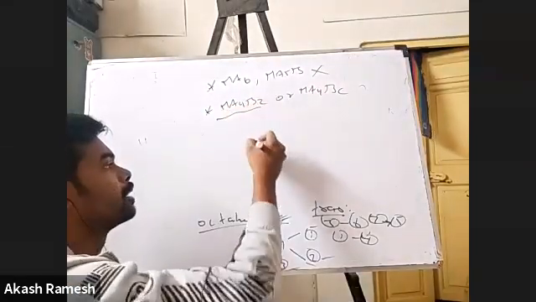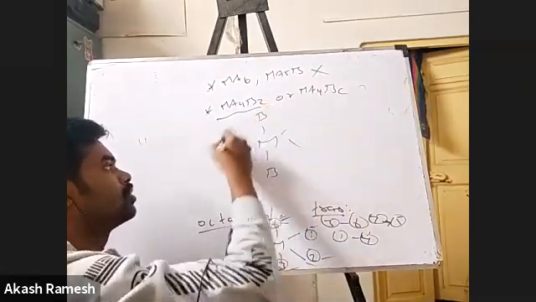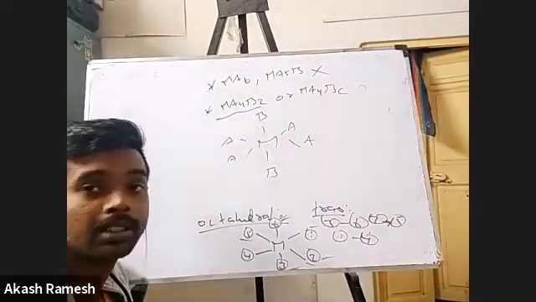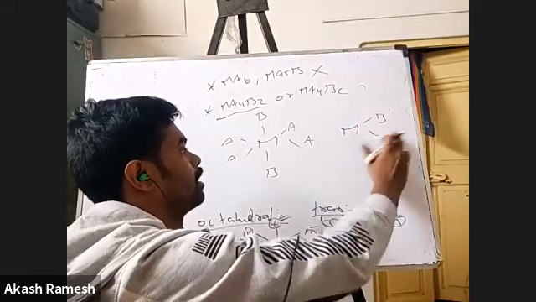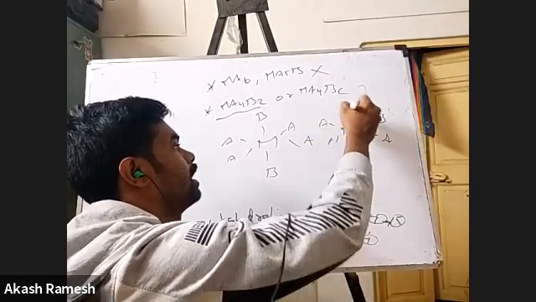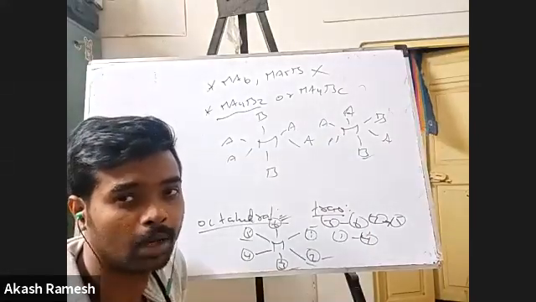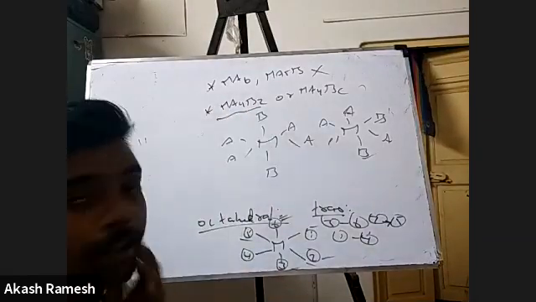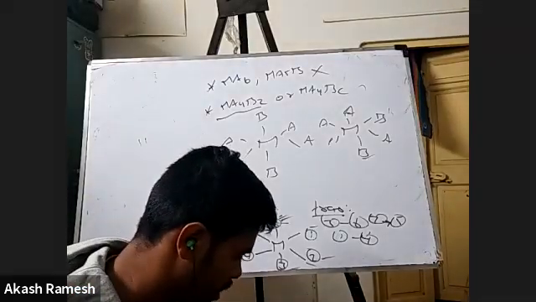Say if I take MA4B2, now I can put both the B's trans to each other, or I can put both the B's cis to each other. Say, B, no issues, I'll put B here, A, and A. So you see this B and this B are cis to each other. Fine. So you can understand how MA4B2 or MA4BC shows geometrical isomerism.